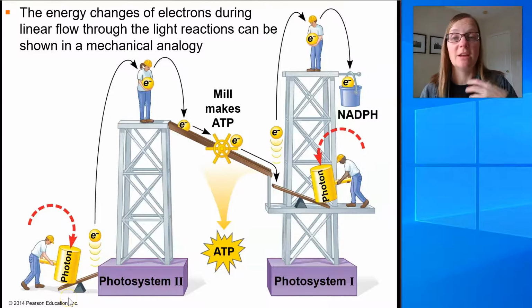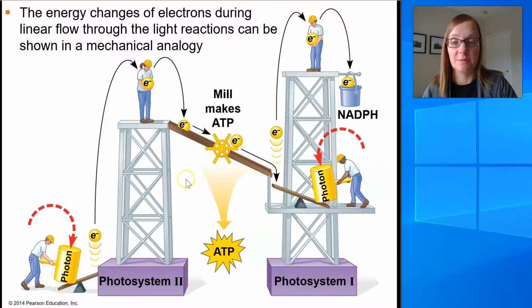2, and they wait for energy to be funneled towards them. This energy comes from light. So here you see a photon of light hitting this little electron and giving it a boost to the top of photosystem 2. Here, the construction worker will allow that electron that has gained the energy from the photon to sort of flow down this ATP mill.